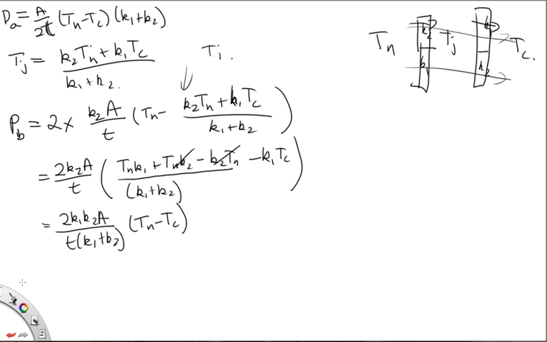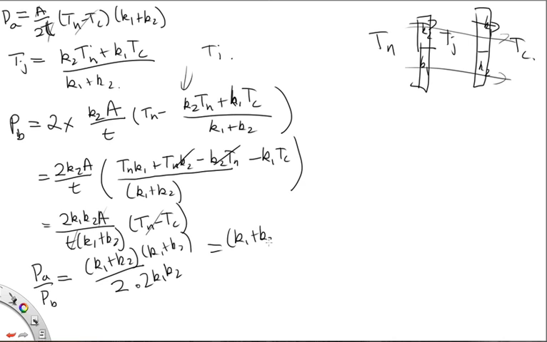So let's write now, because we need to work out which one's bigger, PA or PB. Let's write PA over PB. The A's will cancel out, the t's will cancel out, and the TH minus TC will also cancel out. What we're left with is (K1 plus K2) on 2 on top, and PB on the bottom, we've got 2K1K2 over (K1 plus K2). So this is equal to (K1 plus K2) squared over 4K1K2. Now all we need to work out is whether this is bigger or less than 1.